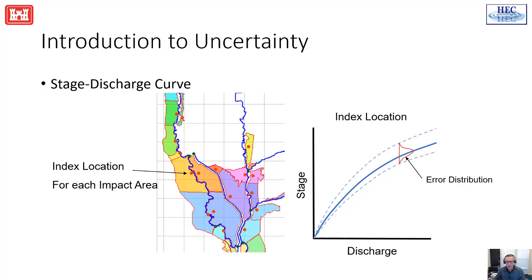We aggregate this flood damage through an impact area to a specific location called an index location. Impact areas are defined by economic type, such as by agricultural or urban areas, and further by hydraulic conditions, such that the water surface can be used consistently for the computations.